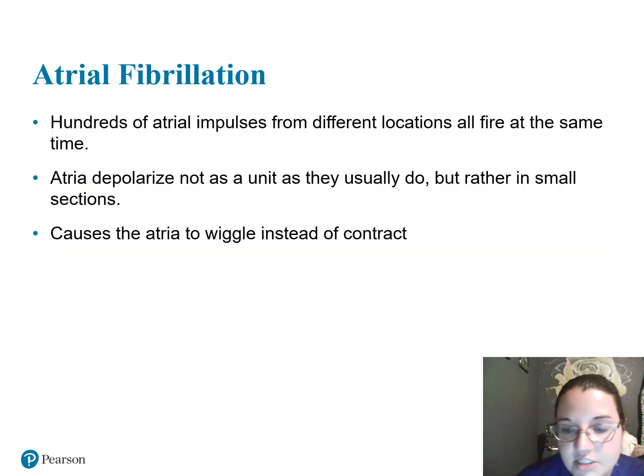AFib. You should also be coupling this with a flutter. AFib is hundreds of atrial impulses from different locations that fire at the same time. Our heart is a simultaneous pump, right? While your atrial chambers are contracting, my ventricles are relaxing. But in atrial fibrillation, that's not the case because everybody's pretty much contracting at the same time, which causes this vibration. The heart's just kind of wiggling. The atria depolarize, not as a unit as they usually do, but rather in small sections. This causes your atria to wriggle instead of contract.